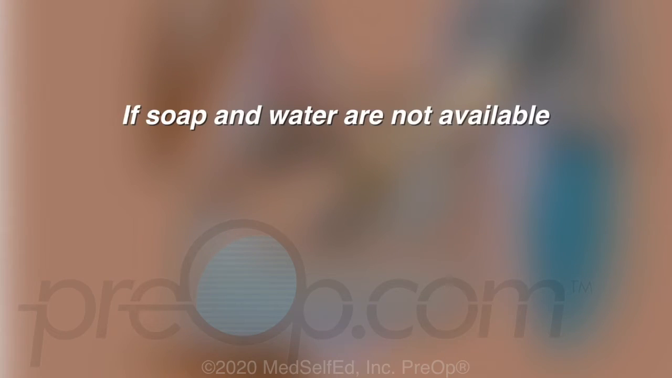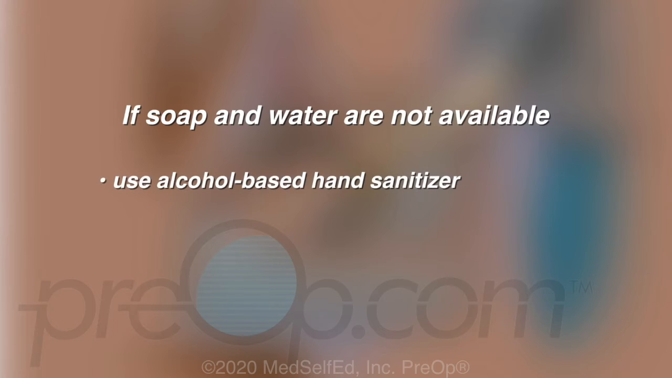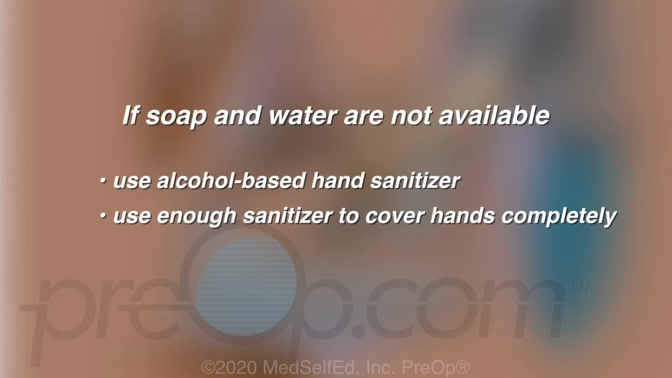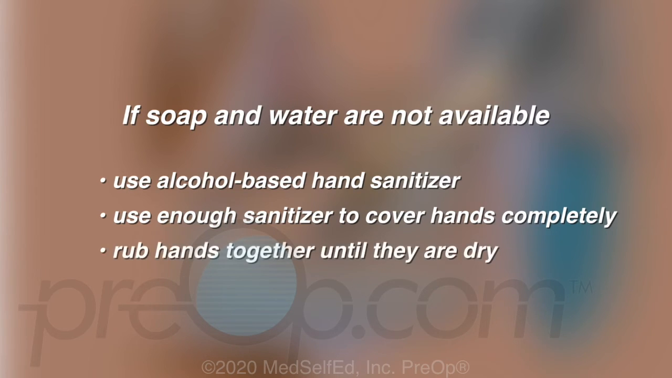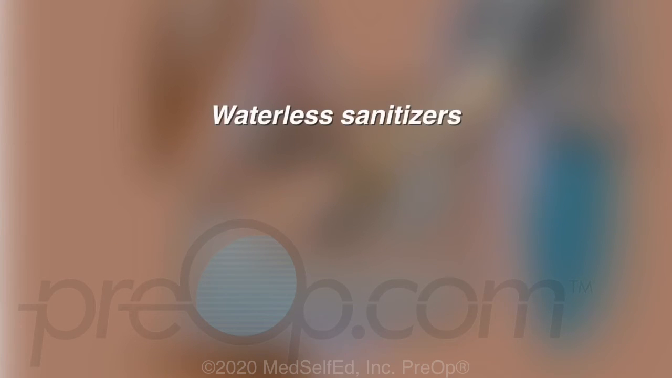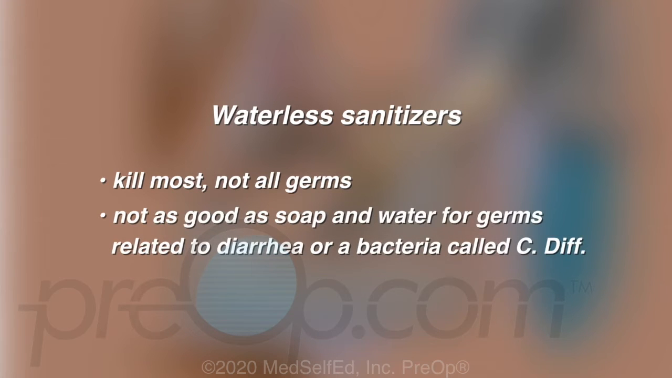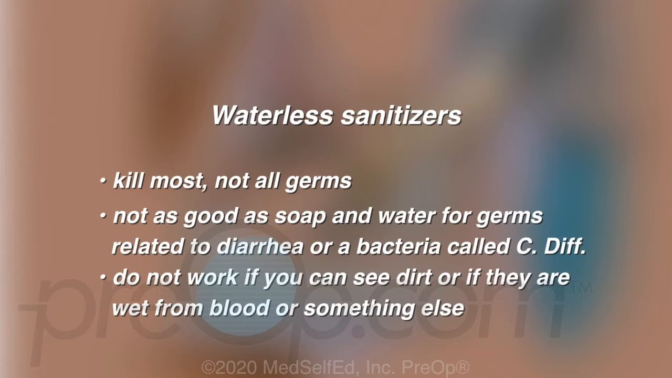If soap and water are not available, you may use alcohol-based waterless hand sanitizers. Use enough sanitizer to cover your hands completely when you rub them together, and keep rubbing them together until they are dry. Waterless sanitizers kill most but not all germs. Sanitizers are not as good as soap and water for germs from diarrhea, especially a bacteria called C. diff. They also do not work if you can see dirt on your hands, or if they are wet from blood or something else.